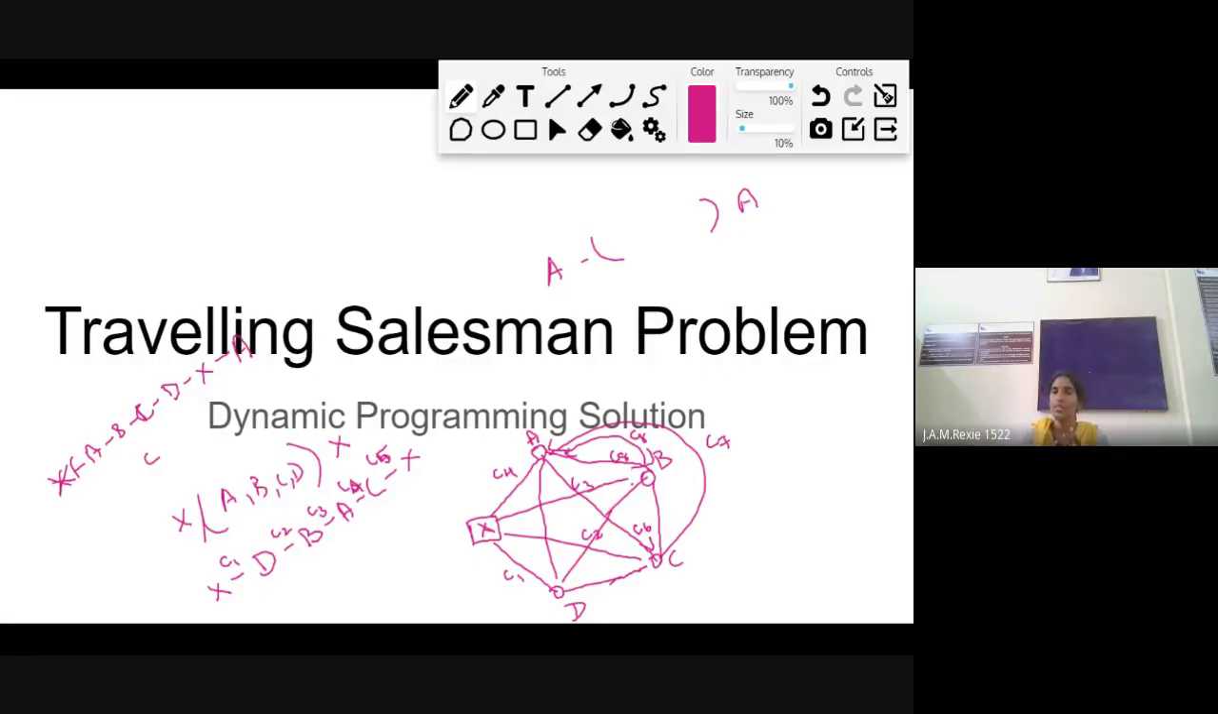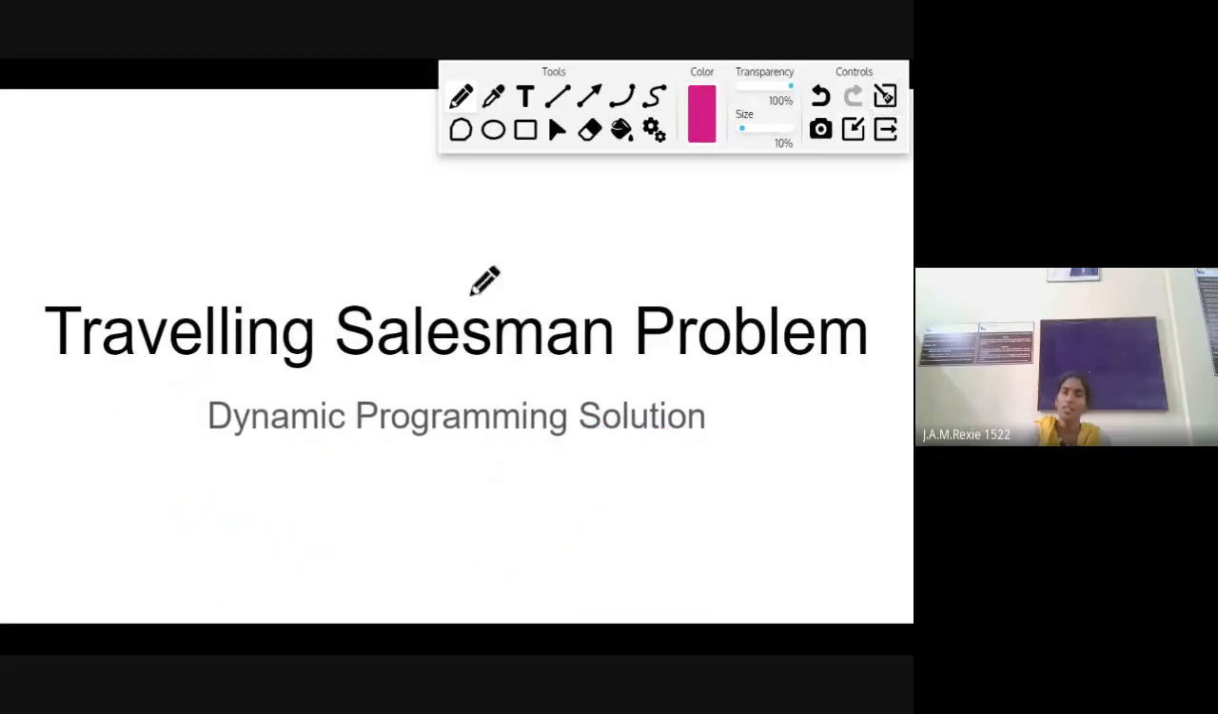So for simplicity, in the example we are going to take one as the source vertex. So from 1 to 1 we have to go by visiting all the remaining n minus 1 vertices of the graph. In this problem, we start from one vertex, visit all the other vertices, and then again reach back to the starting vertex.